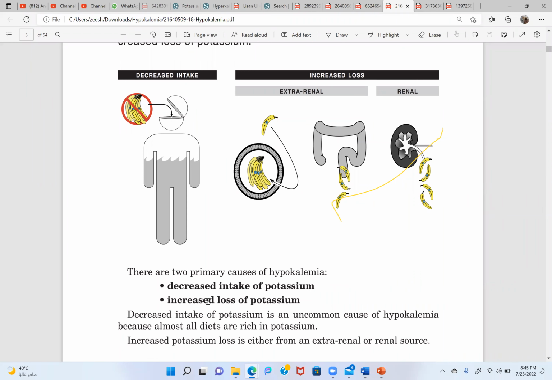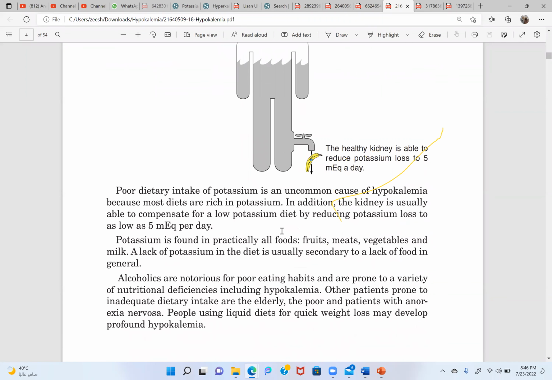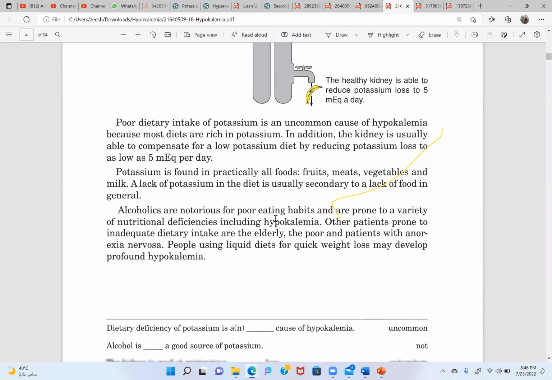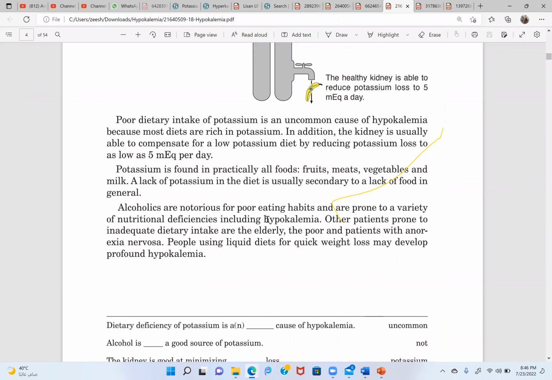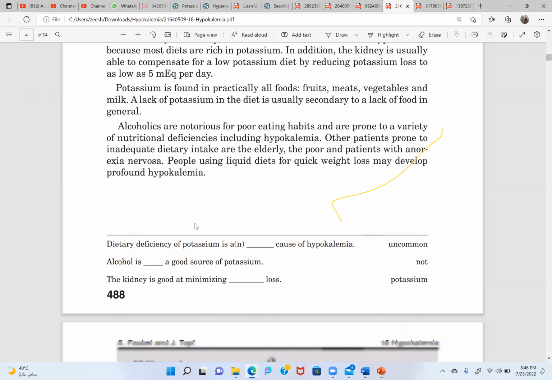So coming back to where we left off. Either there is decreased intake of potassium from the intestines or increased loss of potassium. Poor intake is usually not very common. If there is any problem in the intestine and the absorption is not occurring, then it can be a cause. Alcoholics, in addition to all other nutritional problems, and elderly patients who are not eating much, and also patients with anorexia nervosa, will also have this problem.